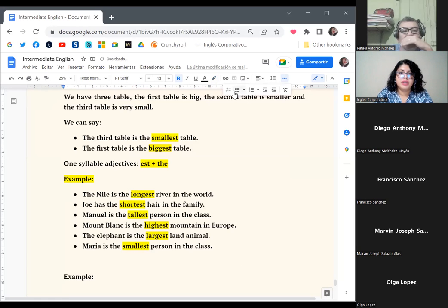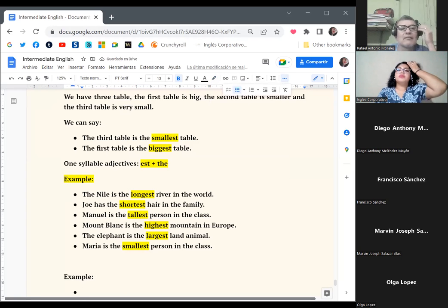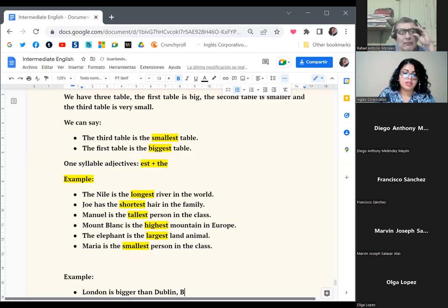And we have the first one because we need to see how we can form this kind of sentence. So we have London is bigger than, but Tokyo is the biggest city in the world.